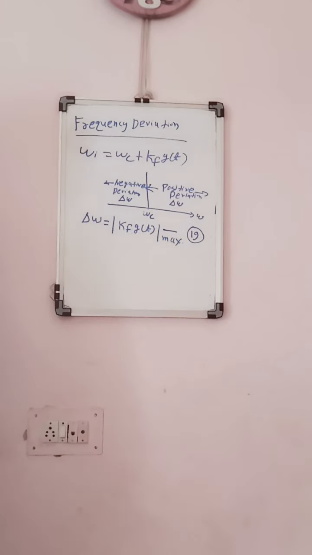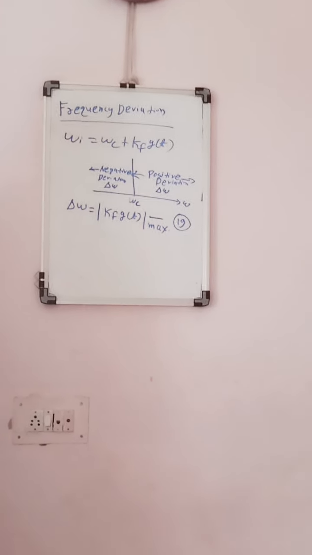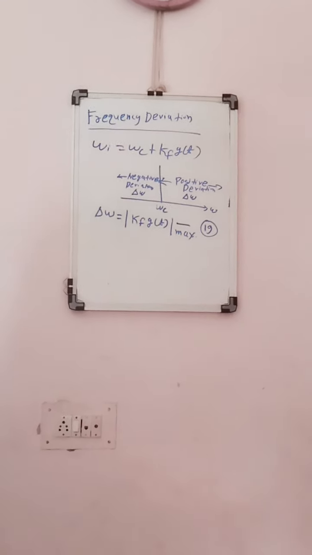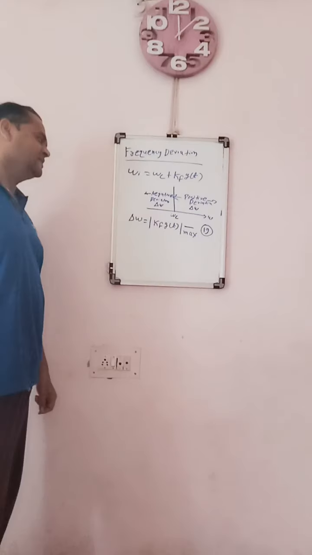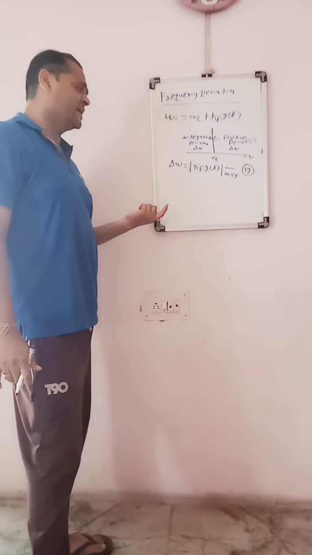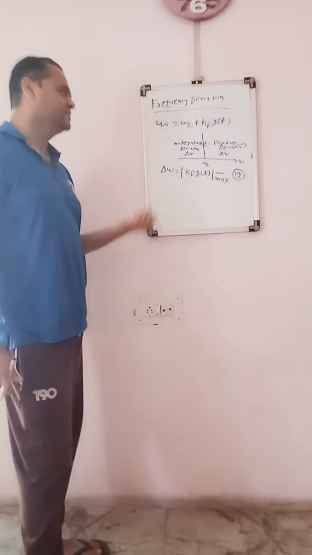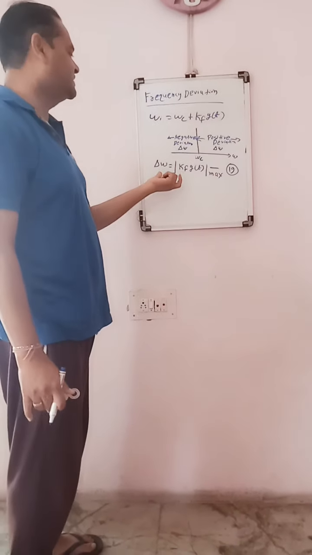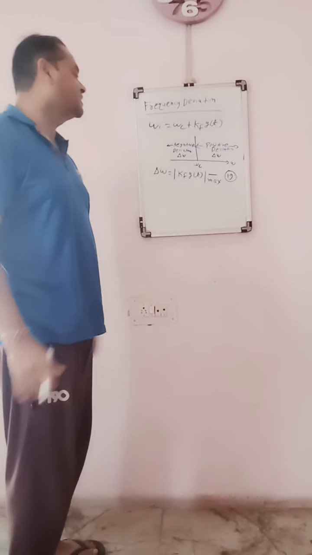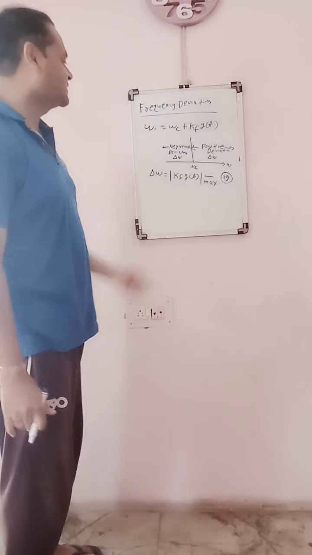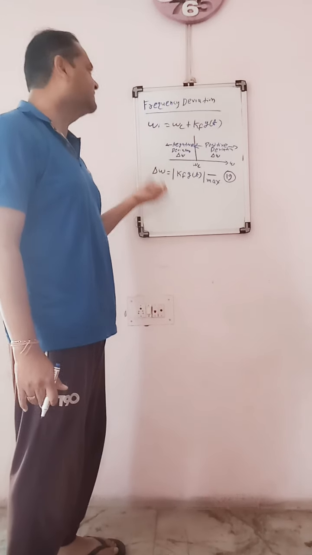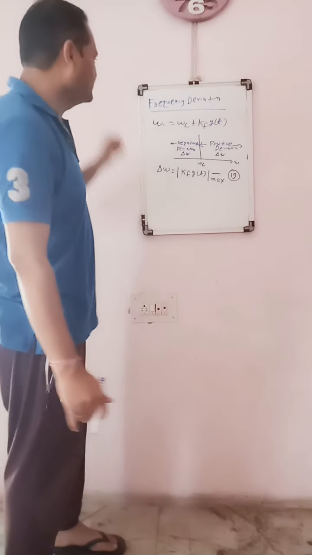So delta omega is nothing but the frequency deviation, and it is governed by the expression kf g(t). The sign and magnitude of this deviation will be determined by the magnitude and sign of kf g(t). It is a very important parameter in order to determine the bandwidth, right? If you are to determine the bandwidth, we will have to use this delta omega, which is known as the frequency deviation.